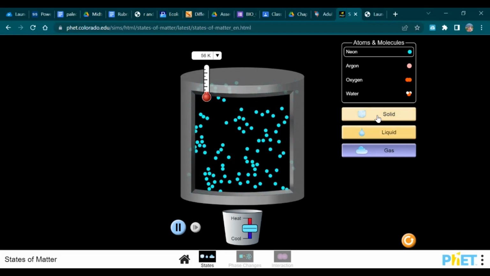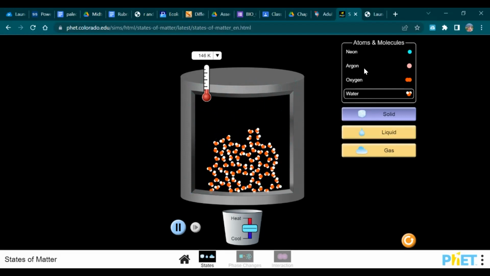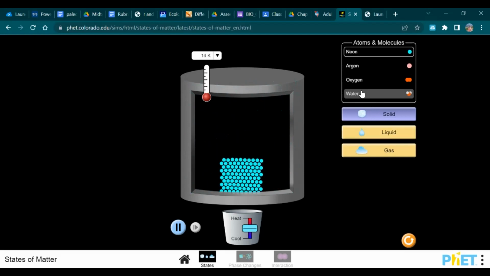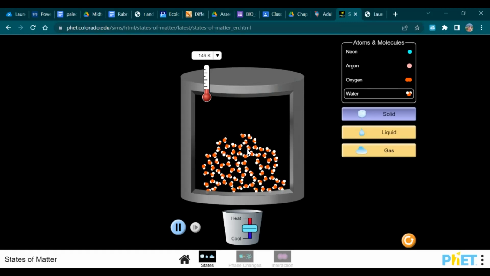Now let's go back and look at solid neon again. And let's compare that to water. Solid neon, solid water. Water is really a special case. If you notice, it has a lot more space between the particles. This is really unusual. Generally speaking, when things get colder, they get more dense, but water forms a crystal structure. And when it forms that crystal structure, it actually has these air pockets or this space between the H2O molecules. So this is going to lead to some pretty special properties of water.